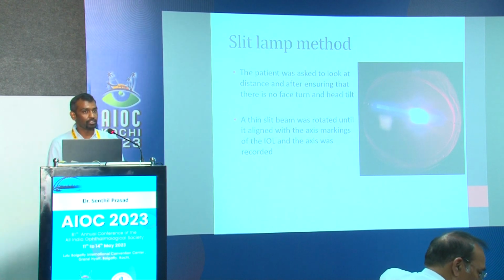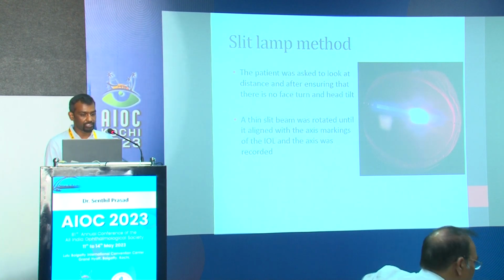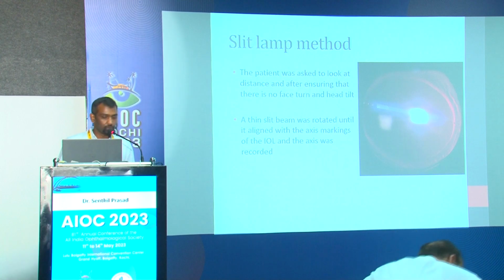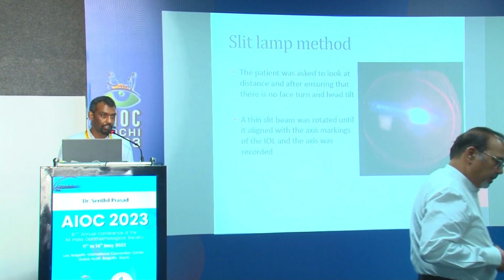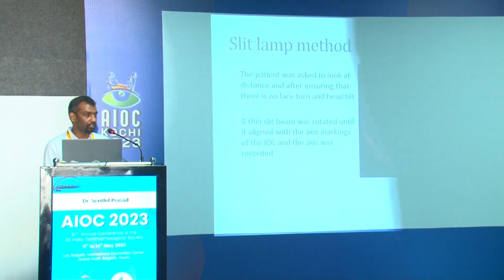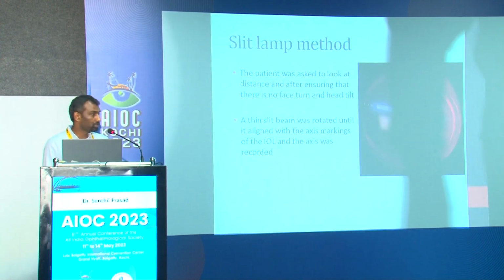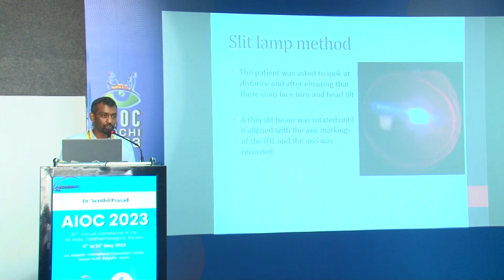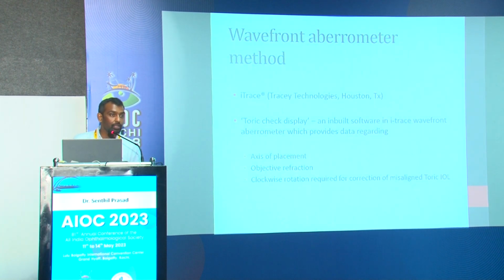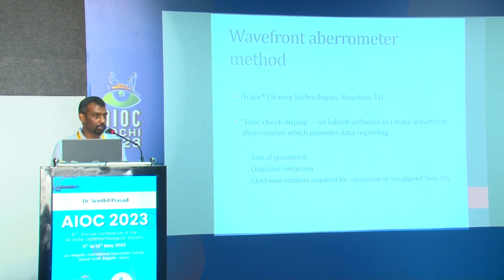For the slit lamp method, the patient was asked to look at a distance, ensuring that there is no face turn or head tilt. Then a thin slit beam was rotated until it aligned with the toric marks. Then the axis was noted from the slit lamp. So we used the iTrace Wavefront aberrometer. It has a toric check display, which is an inbuilt software. It will provide data regarding the axis of placement, the objective refraction, and what is the clockwise rotation that is required to correct the misaligned toric IOL.